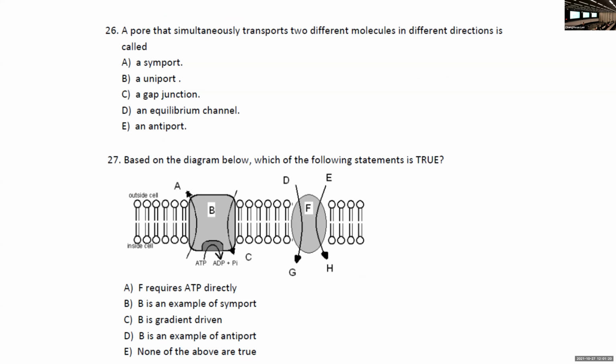Number 26. What is it? Two different molecules in different directions. Antiport. And again, the answer antiport isn't that important. The important thing is whether you understand other things like symport, uniport, gap junctions. There's no such thing as an equilibrium channel, but there's a leak channel, right? It makes the equilibrium.